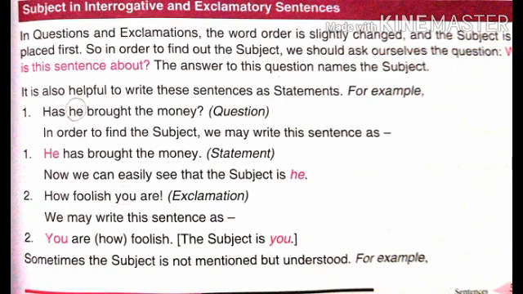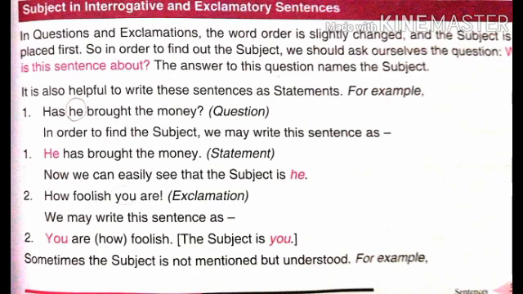Now, dear students, let's try to understand how to pick the subject in the interrogative statement and exclamatory sentence. Just check this question given here. Question number 1. Has he brought the money? There is a question mark there. So what sort of sentence is it? It is an interrogative sentence. Subject placement in an interrogative sentence is quite different from placing it in an assertive sentence. So let's find out the technique of finding the subject in interrogative questions. In order to find the subject, first we need to underline the verb.